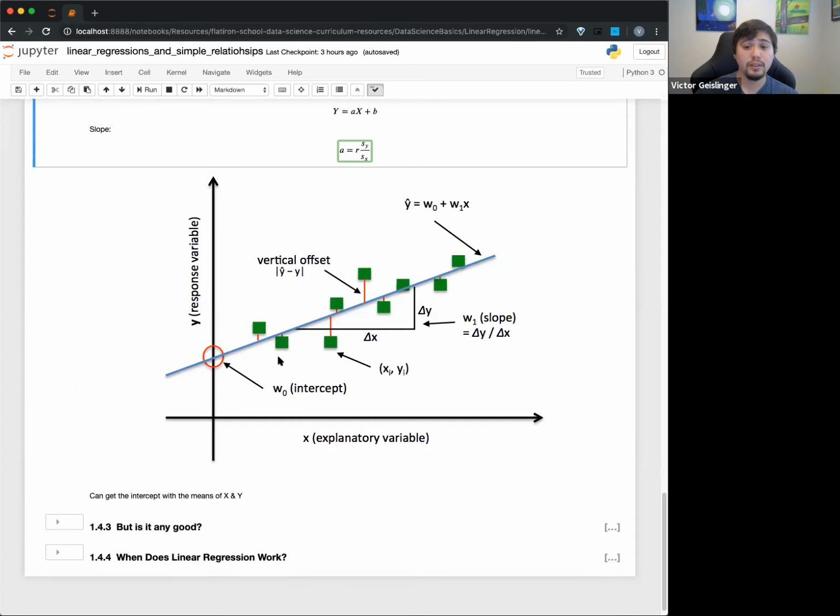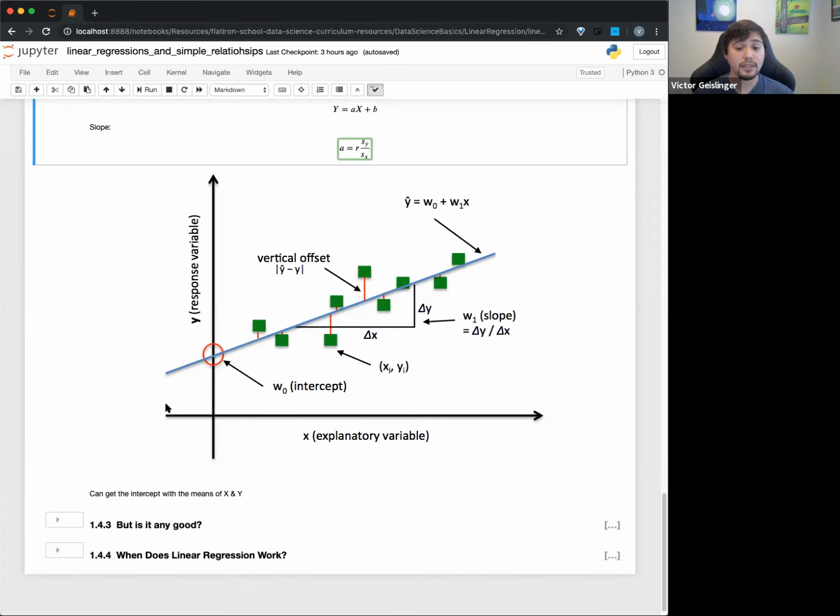Our w0 is that y-intercept right here. Basically, where is the intercept on here? w1 is going to be that slope. Basically, what is the slope of that line? And then times x will say, whatever x you put in there, whatever feature you have, in this case x, the explanatory variable, independent variable, your feature, whatever you put in for x, out comes a y hat. So the y hat will always be on this line, okay?